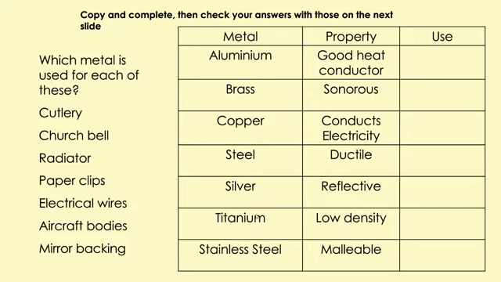So what you need to do is pause the video, copy this table, and then write down what use each of those metals will have based on their property. You're quite often asked in exam questions to link the property of a material with its use. So this is just a bit of practice of that. Pause the video and then I'll go through the answers on the next slide.